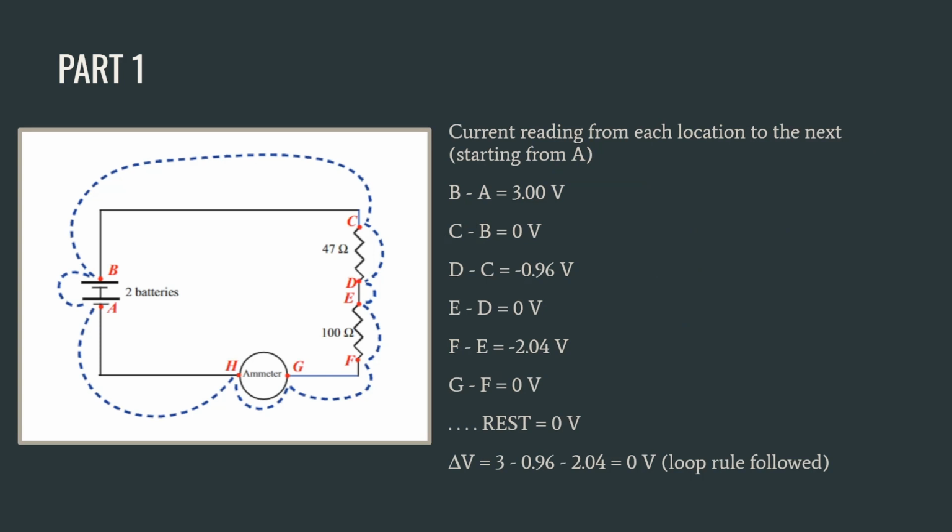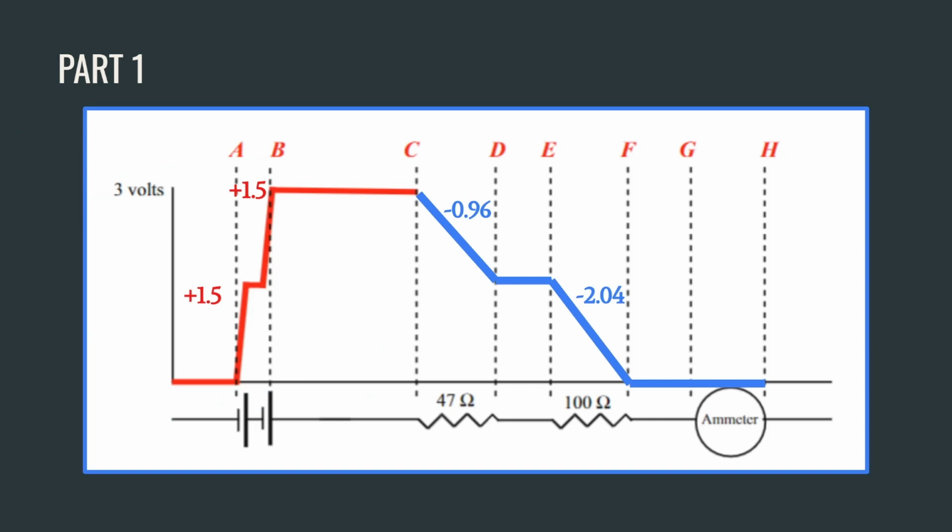Next, we take the voltmeter to read the potential difference from location to location shown in the picture. You can pause here to see the reading for each respective location. We see that the loop rule applies to the circuit, with the ending voltage being 0 due to the resistors. Here's a visual graph of what is occurring as the current flows through the circuit, with both batteries adding voltage and the resistors subtracting voltage.